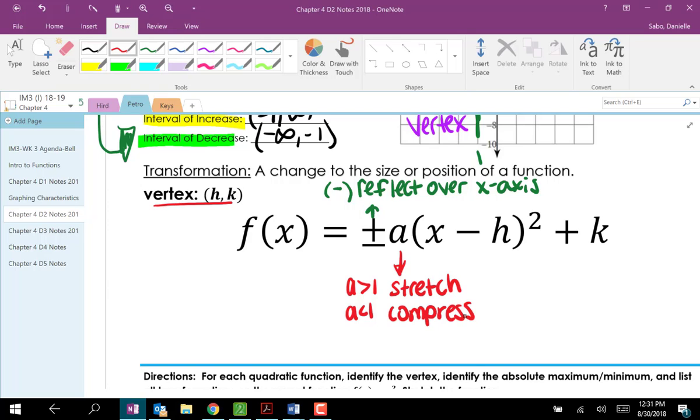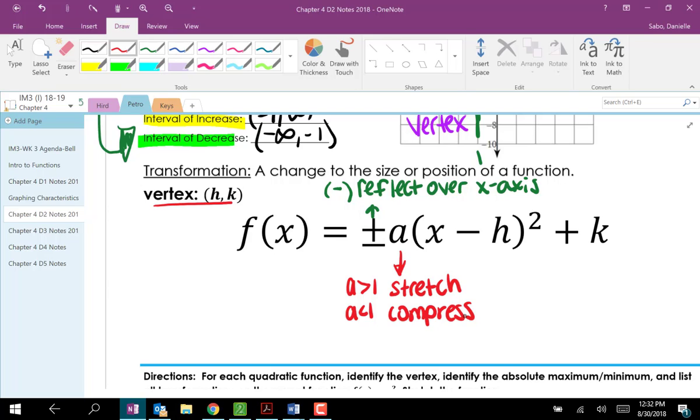If I were to take you and stretch you, you would get a lot skinnier. And if I were to shrink you, you would definitely get a lot wider. That's what compressing is. If it's bigger than 1, if I multiply you by 2, you're going to stretch. And if I compress you, if I cut you in half, you're going to compress. Now I lost my pen. There it is.